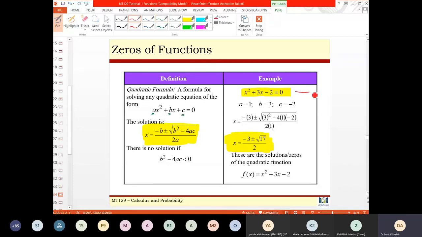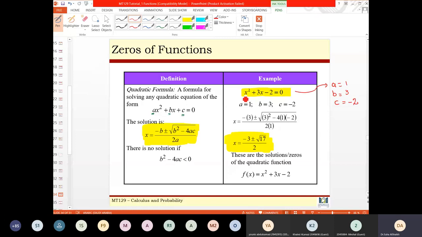So for this one, what is the a? What is the a here? It's 1. And what's the b? It's 3. And what's the c? Be careful. What's the c here? It's minus 2. Be careful with its sign, we take it with the sign.